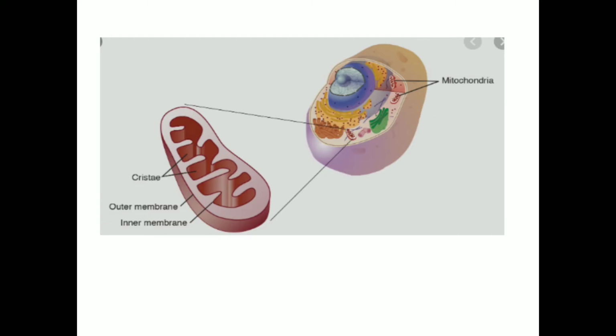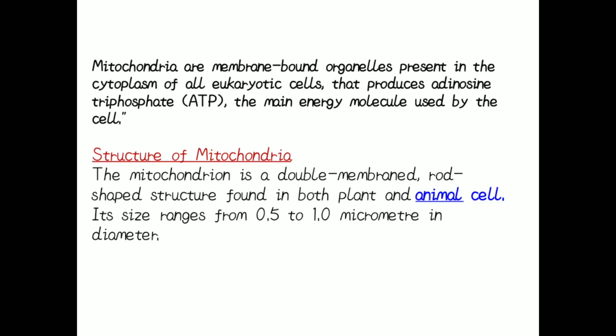This is the structure of mitochondria, which I have magnified here, so that we can observe clearly the structure of cristae, outer membrane and inner membrane. Mitochondria, as we know, is a double membrane cell organelle present in all eukaryotic cells, and it produces ATP, adenosine triphosphate. It is the main energy molecule used by the cell.